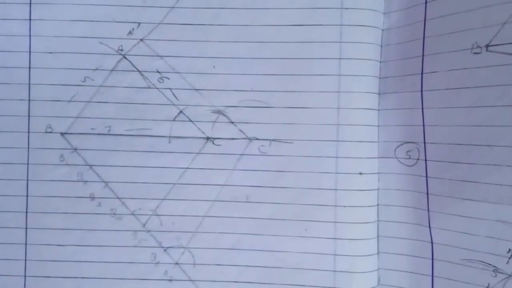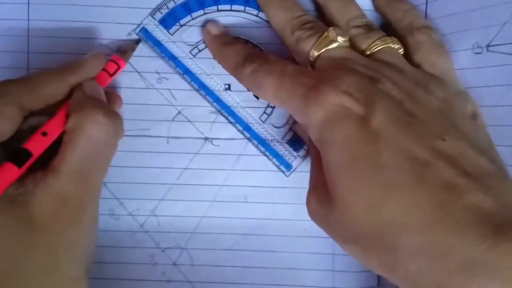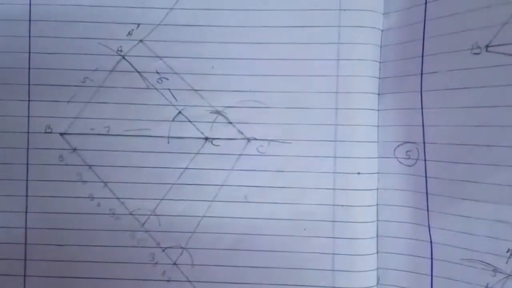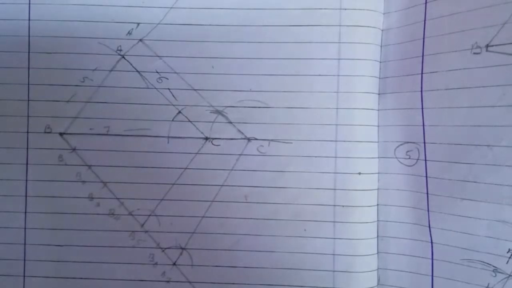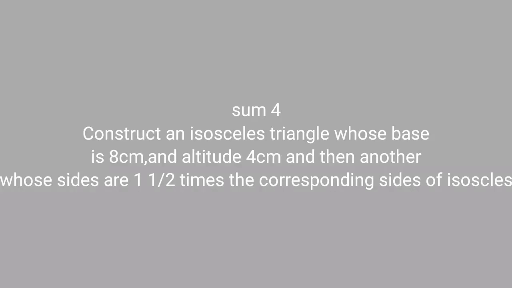Now join C dash to B, and give the name A dash here. So our triangle A dash B C dash is the required triangle similar to triangle ABC, and its sides are 7/5 of the corresponding sides of triangle ABC. Construction number 3.